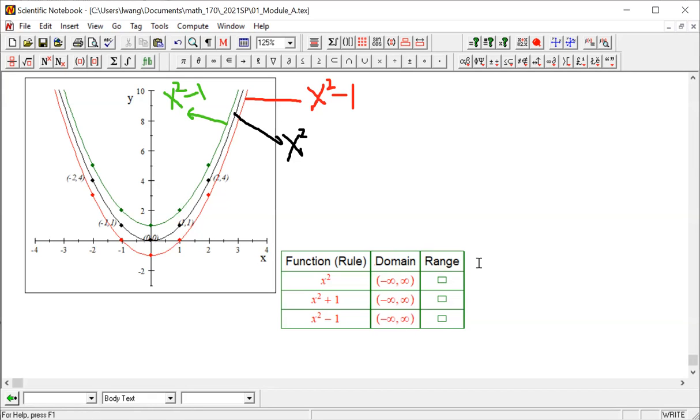And the range, however: x squared, of course, is going to be greater than or equal to 0. That's always true. For x squared plus 1, if x squared is greater than or equal to 0, then we add 1 on both sides of this inequality. X squared plus 1 would be greater than or equal to 1. For x squared minus 1, however, it will be greater than or equal to negative 1.